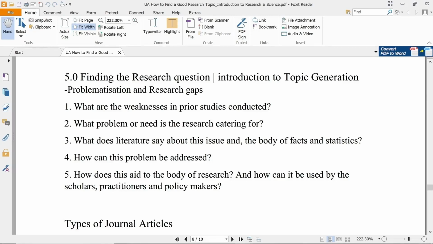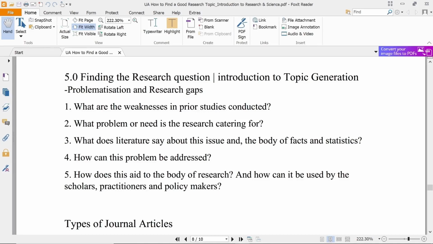Let me talk about problematization and research gaps. Research gaps are weaknesses in prior studies or uncharted areas of research. Those are areas where no research has delved into, or few people have delved into. Problematization is a process of finding weaknesses in prior studies, backing up some claims with facts.